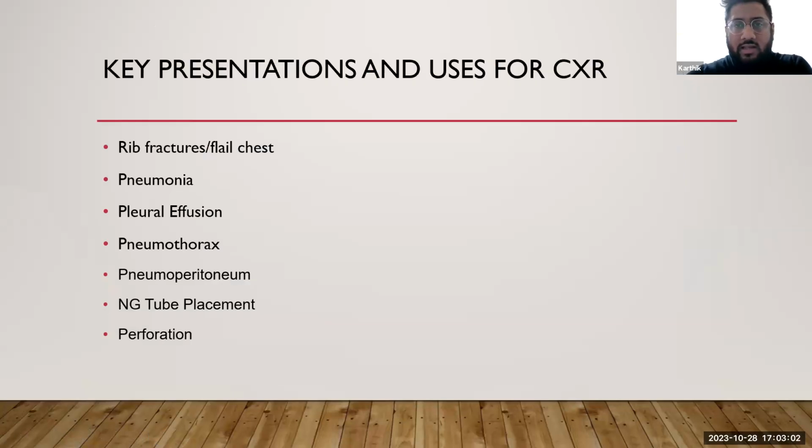Okay, so as we were talking about earlier, these are the key presentations and uses for chest x-ray. So rib fractures, flail chest, pneumonia, pleural effusion, pneumothorax, pneumoperitoneum, which we sometimes actually look for in abdominal x-rays, but I think chest x-rays are the more common use for it now. NG tube placement, but again, we normally need a chest x-ray and an abdominal x-ray for this.